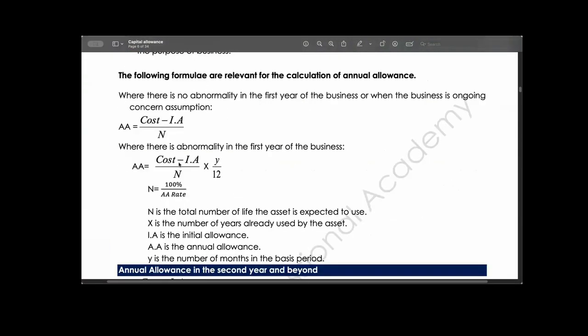You remember I said cost minus initial allowance divided by N. N is the number of years, and you calculate your N by saying 100% divided by annual allowance rates. Now, for the purpose of capital allowance, because of this uniformity we had during the regime of depreciation, capital allowance was introduced. In introducing capital allowance, it has categorized all the assets into various categories, on which we now have a standard rate which the taxpayer can use to claim their capital allowance.